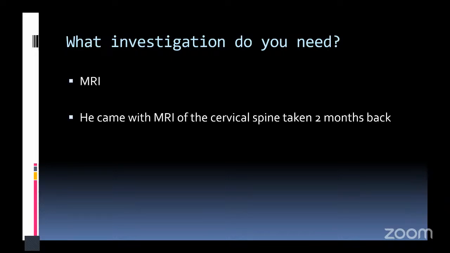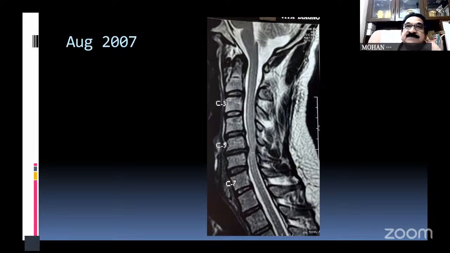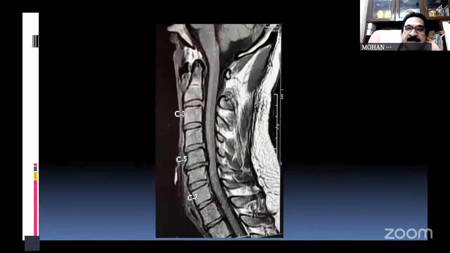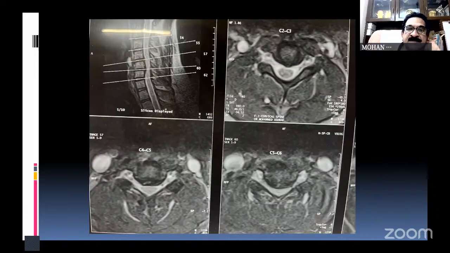So he came with an MRI cervical from 2 months back, as well as one MRI from a long time ago. This is the one taken in 2007. We do not know what the indication was at that time, probably some neck pain. He had a disc at C5, C6 level, but no cord change at that time. This is the axial cut showing the compression of the cord.